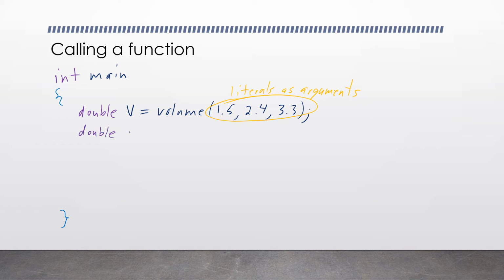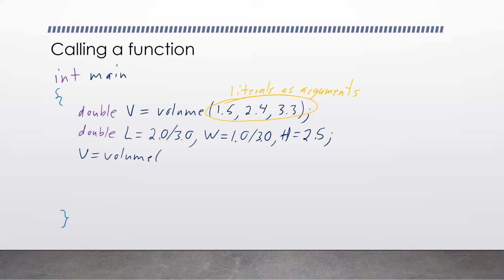double, well, let's stick with length, width, and height. L equals 2.0 over 3.0, W equals 1.0 over 3.0, and height equals just 2.5. Okay. Now I can reuse my variable v. Say v equals volume of length, width, and height.